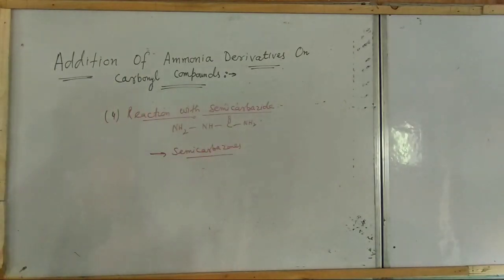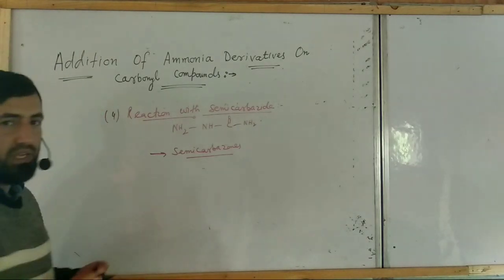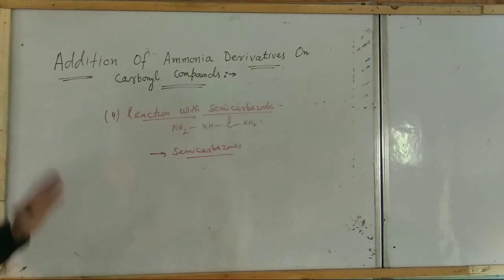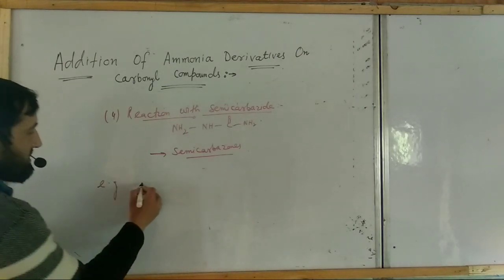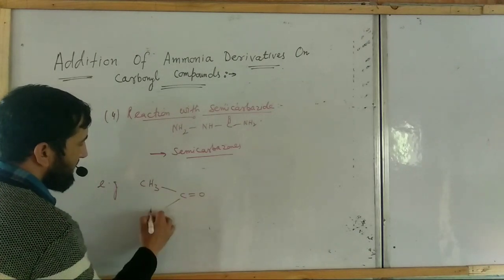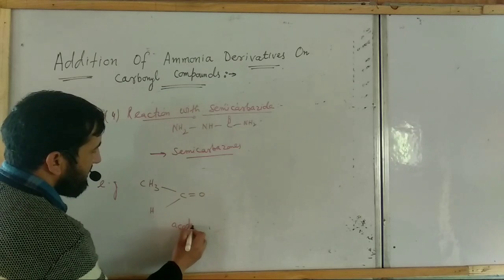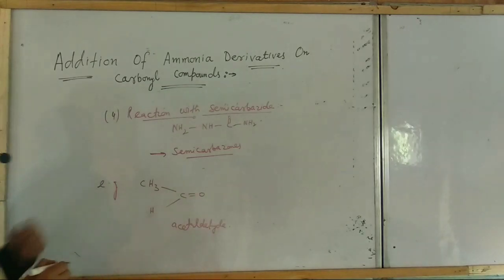So we can say that aldehyde जो है it will form the aldehyde semicarbazone, whereas ketone जो है it will form the ketone semicarbazone. So for example, if we take the example of our acetaldehyde, that is CH3, C double bond O, single bond H, and this is our acetaldehyde. यहाँ इसको हम ethanal भी बोलते हैं as per IUPAC.